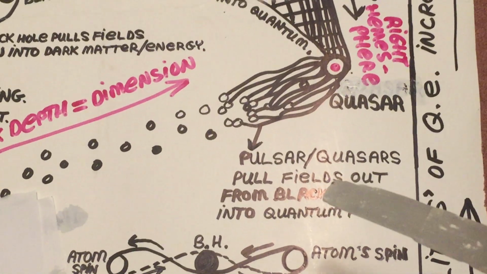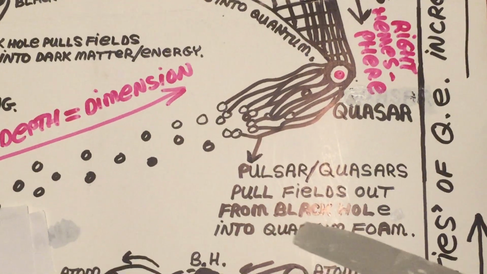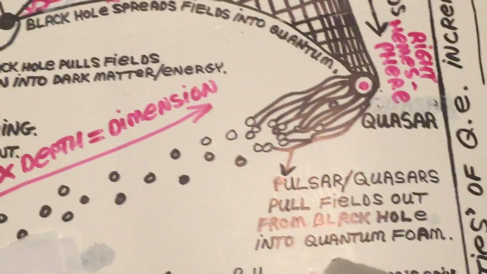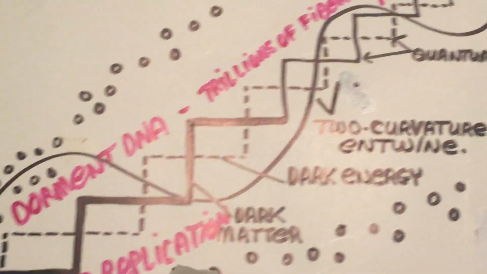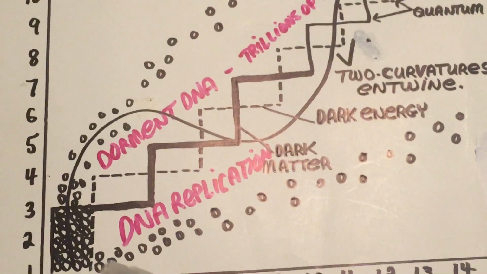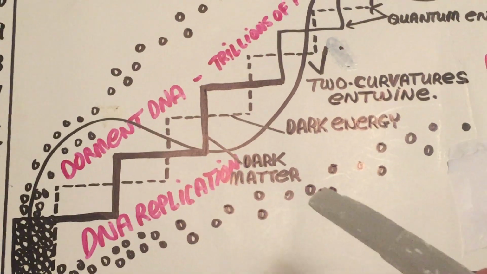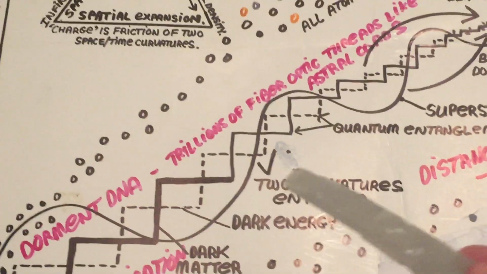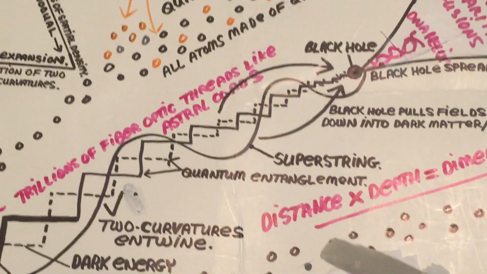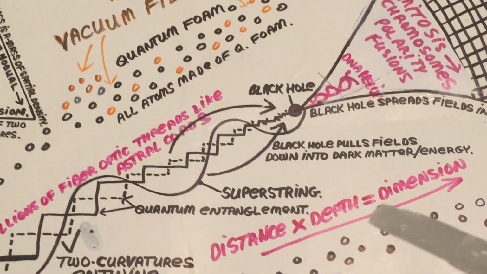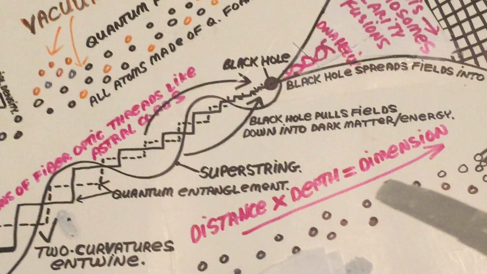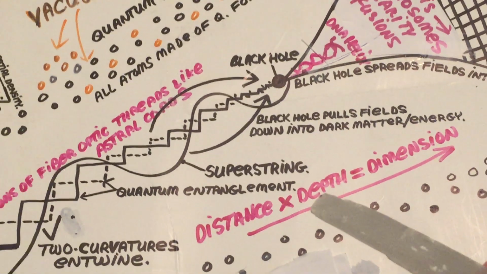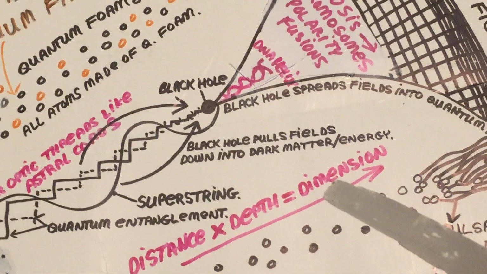These pulsars and quasars pull fields out from the black hole into quantum foam. And quantum foam, seen here, accumulates throughout the distances of the universe. Distance times depth equals dimension. So we have billions of light years of distance, billions of light years of depth, and that is what builds dimension.